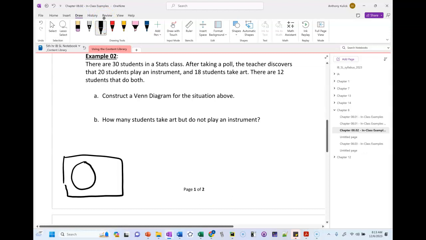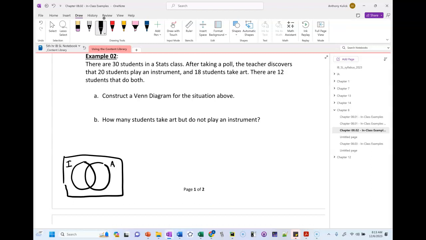So we have like the 2 circles, right? And I'm going to call this one the instrument and this one the art. So there's my universal. Okay. So 18 in the art. Like 18 students, so you want to put 18 here. Okay. And then 20 students in the instrument. Okay. 12 in the center. Okay. So if I add those up, I get way more than 30 though. So I don't think that's quite right.